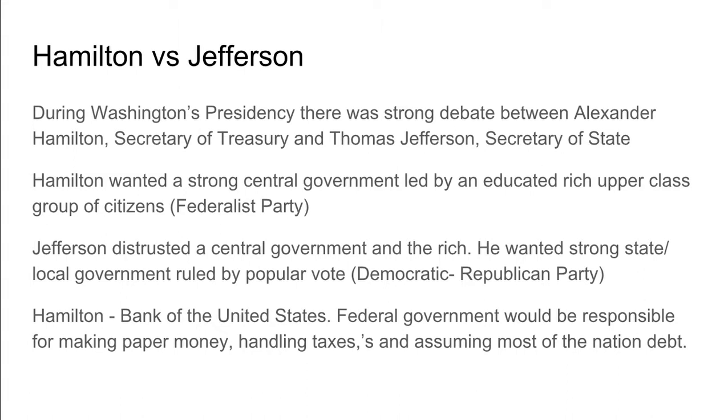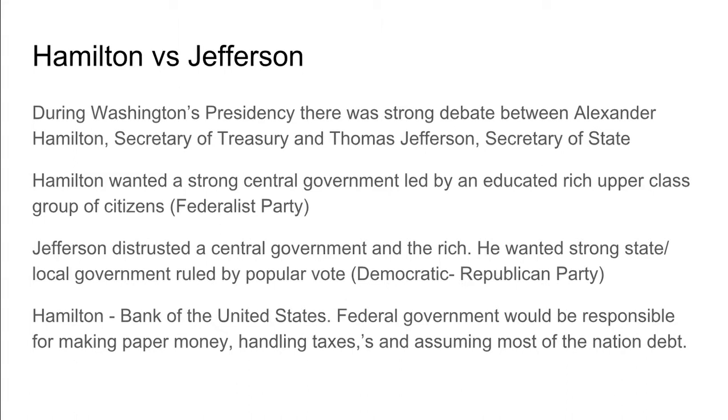And Jefferson, on the other side, is one that really distrusts the central government. And he doesn't trust the rich. He thinks that the rich and the central government are self-serving, that they're always going to take care of themselves. So he wants a strong local and state government, and it should be ruled by popular vote. He's going to be part of what will become the Democratic Republican Party. Initially, it was called Republican. It has no ties to the Republican Party today, but it then becomes the Democratic Republican Party. Hamilton will be the Federalist Party.